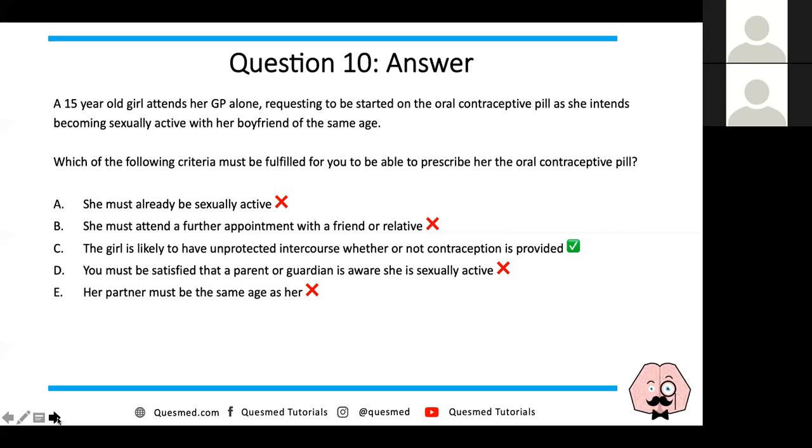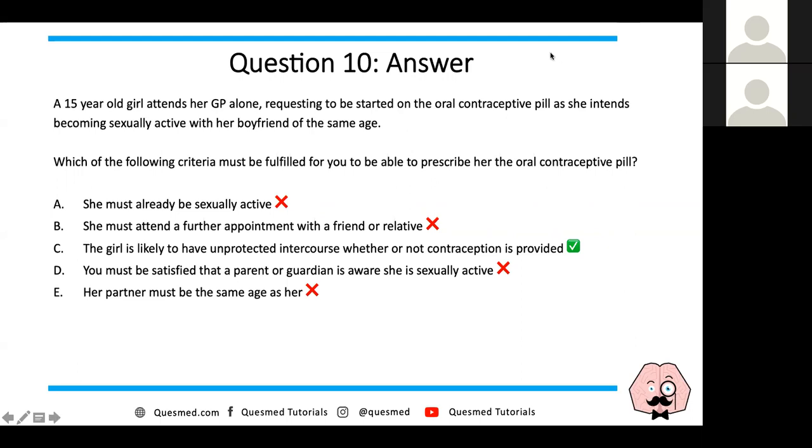And in terms of her partner being the same age as her, it's important to ask about the age of the partner. Is he over the age of 16? Is he much older? Is there a child protection issue there? But actually, you don't have to ask about the age. We obviously would be worried if this 15-year-old was having sex with someone much, much older than her, but the scenario says that she's sexually active with her boyfriend of the same age. So we're not too worried about safeguarding there.